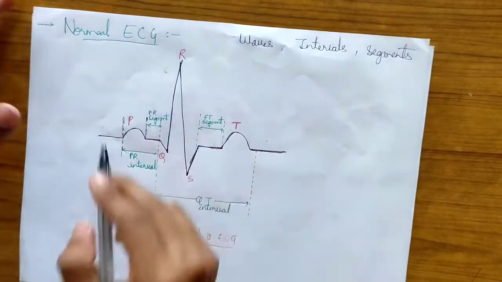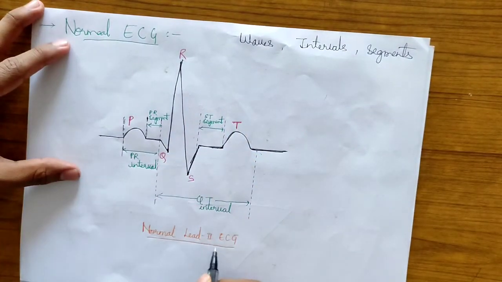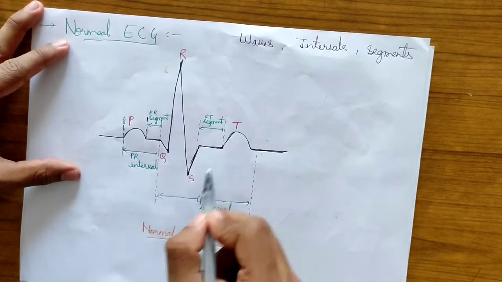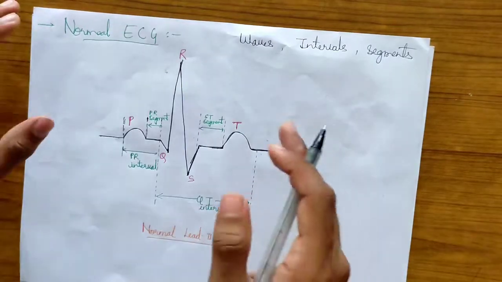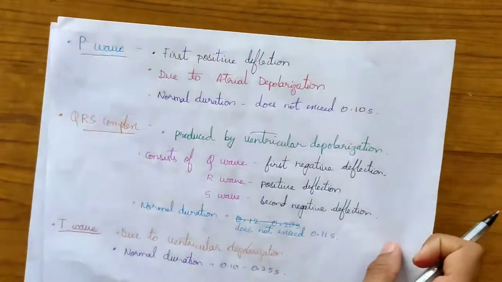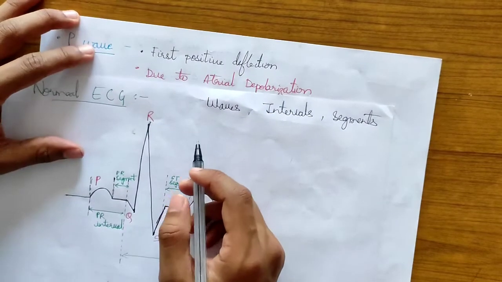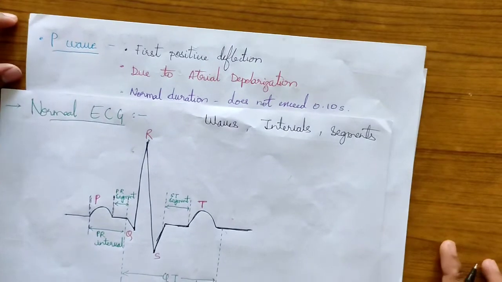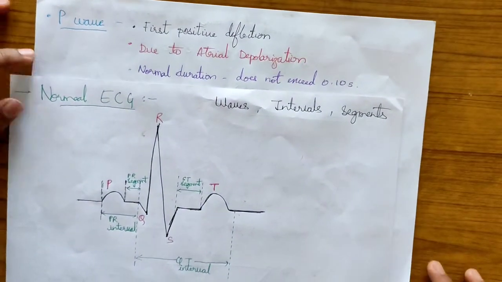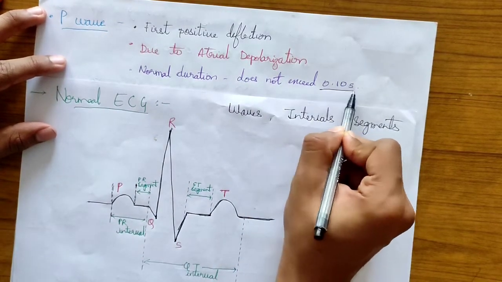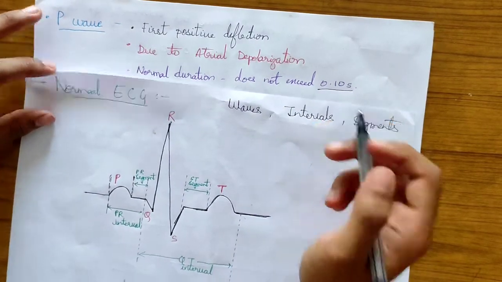So this is the normal graph which you can see in the lead 2 ECG. The first one is the P wave, then the QRS wave, then the T wave. We'll talk about these one by one. The first one is the P wave. It is the first positive deflection and it is due to atrial depolarization. The normal duration of the P wave does not exceed 0.10 seconds.